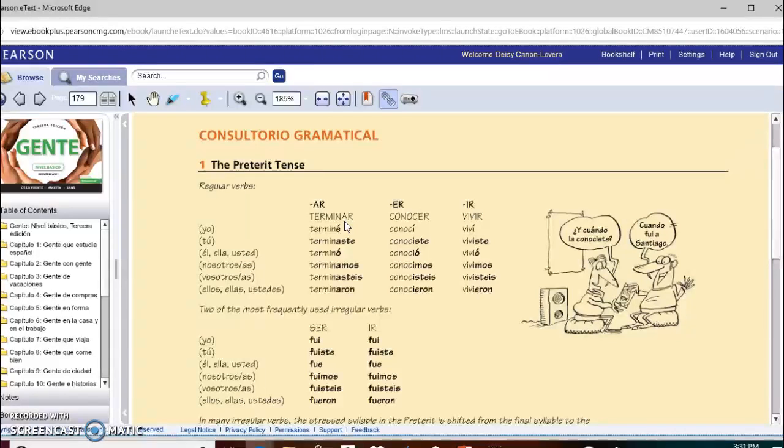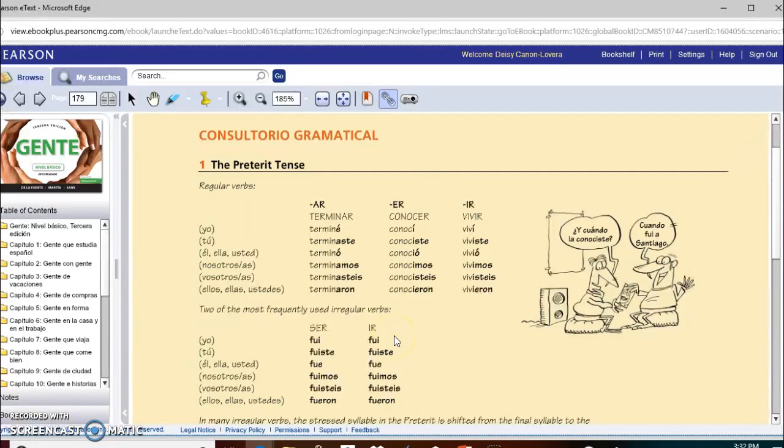However, there are some irregular verbs that you have to memorize the conjugation, or you have to memorize the stem of the verb in order to conjugate. So two of the most frequently used irregular verbs are ser and ir. And if you see here, they are conjugated the same way. So it means that it's just the context that will tell you if we are talking about ser or ir.